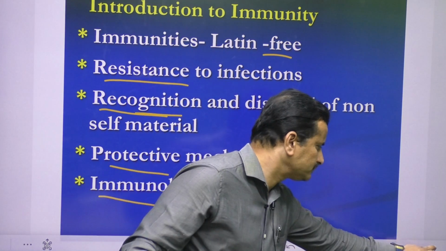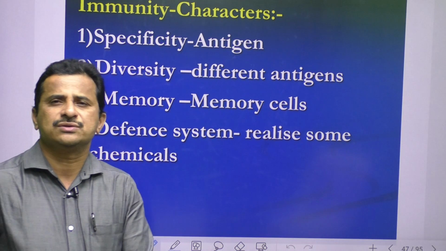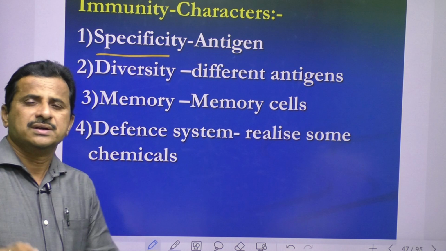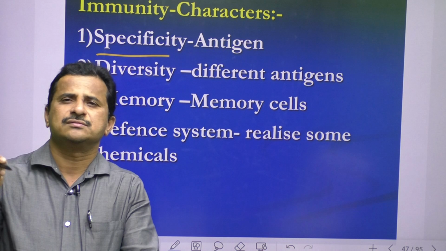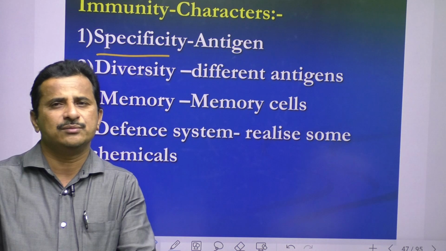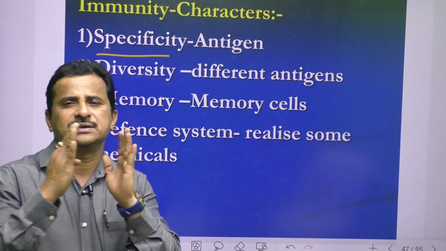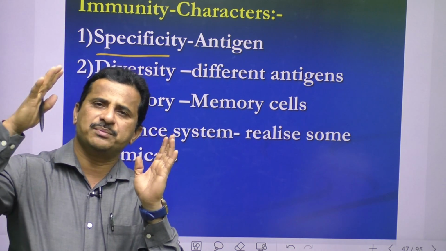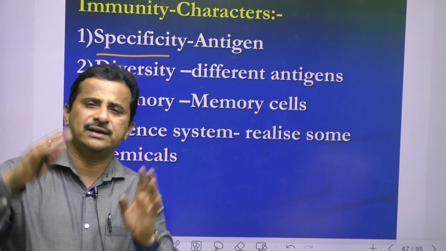Next, immunity characters. Immunity shows some specialties. The first one is specificity. One particular type of antigen stimulates one particular type of antibody. Antigens and antibodies are always interrelated. To neutralize one type of antigen, our body produces a particular type of antibody only. One antibody does not act on all antigens.